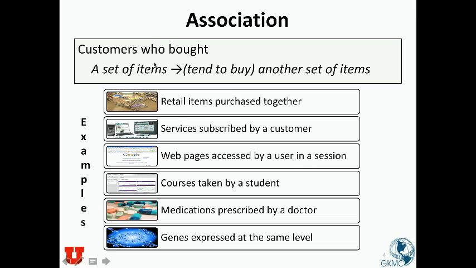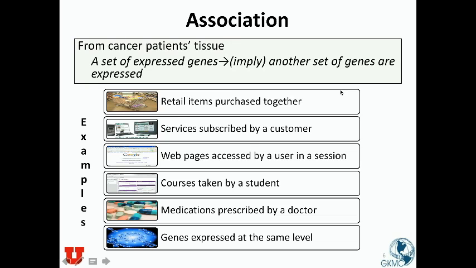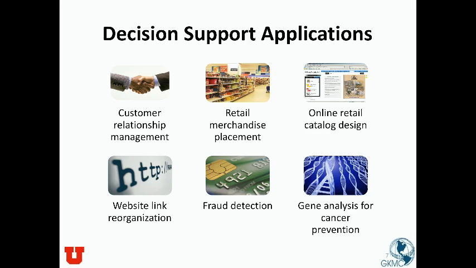Here, given the events of purchases, the purchase of a set of items tends to imply the purchase of another set of items. As another example, the access or visit of pages tends to imply the access or visit of another set of pages. And the expression of some genes tends to imply the expression of other genes. So the events and items are both important and relevant to association rule mining.